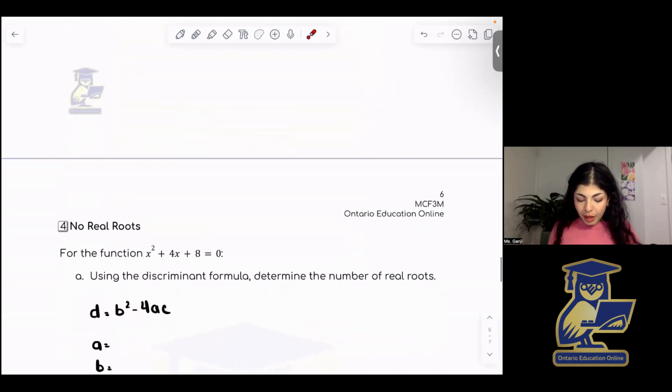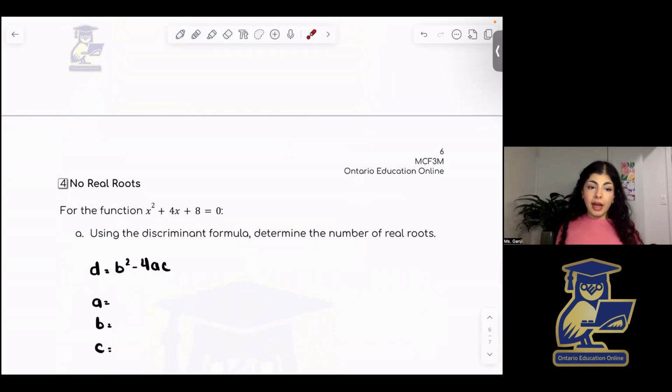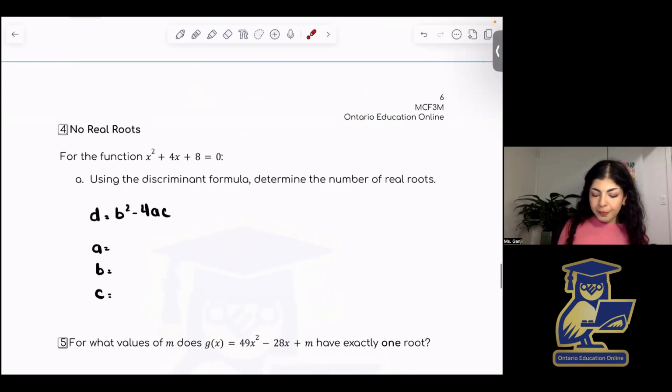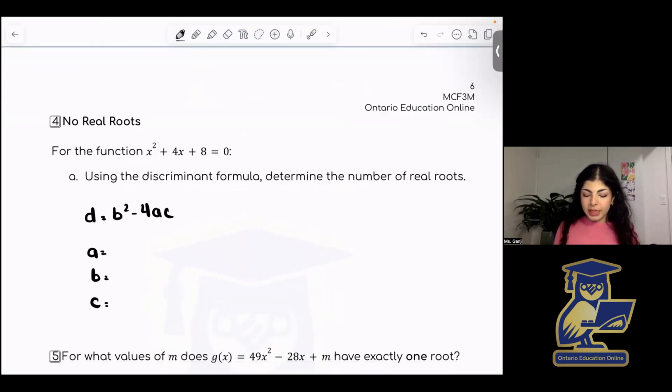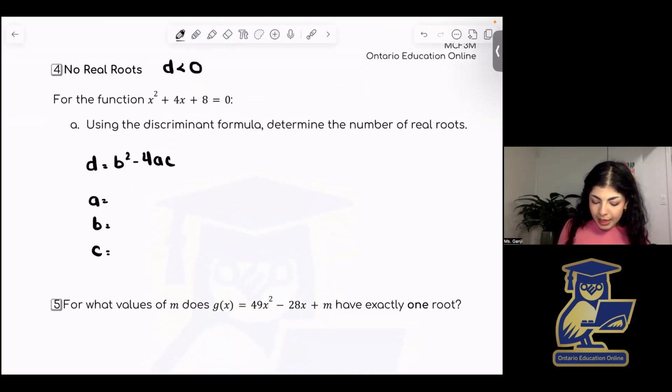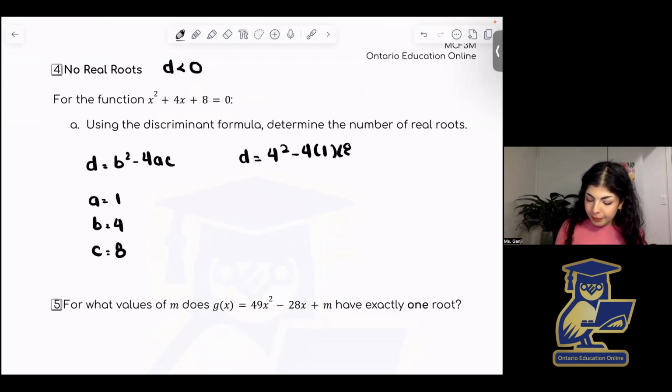Now, for this last example where I've already told you there's no real roots, I just want you to try to practice and see what problems like this could look like as well. So with knowing that there's no real roots, we expect D to be less than 0. So we're just going to check. A here is 1, B is 4, and C is 8. So then D, we have 4 squared minus 4AC.